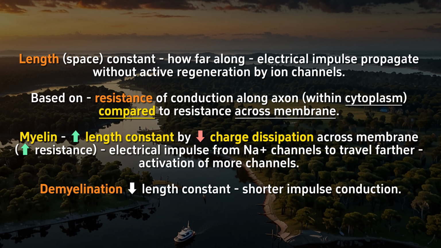It is based on the relative resistance of conduction along the axon within the cytoplasm compared to the resistance across the membrane. Myelin increases the length constant by reducing charge dissipation across the membrane, increasing membrane resistance. This allows the electrical impulse from individual sodium channels to travel farther, allowing activation of more distant channels. As such, demyelination will decrease the length constant and result in shorter impulse conduction.